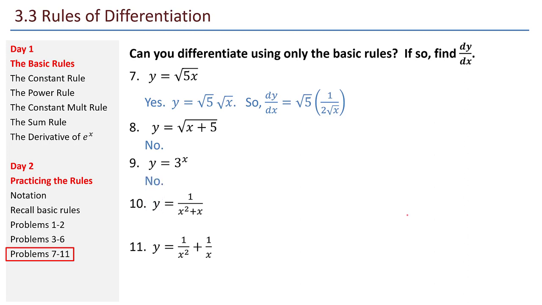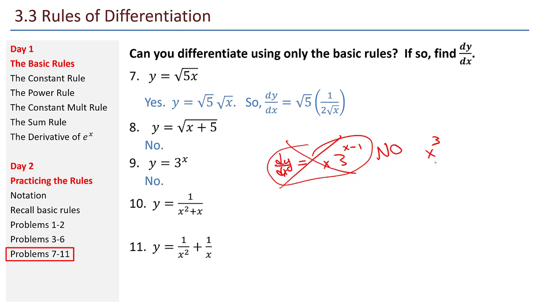No. Once again, none of our rules tell us how to differentiate that. We might be tricked into thinking that the derivative is, let's say, the power rule would say, subtract 1 from the exponent and then multiply in front. No, this is bad. Our rule does work for x cubed. If my variable is in the bottom, then I know how to differentiate that guy. The answer for that one becomes 3x squared. But the rule doesn't work if x is in the exponent.